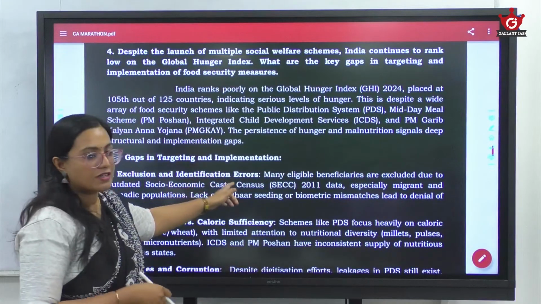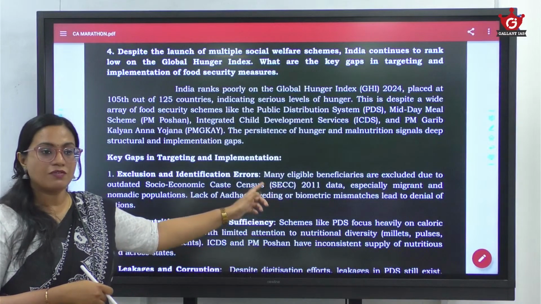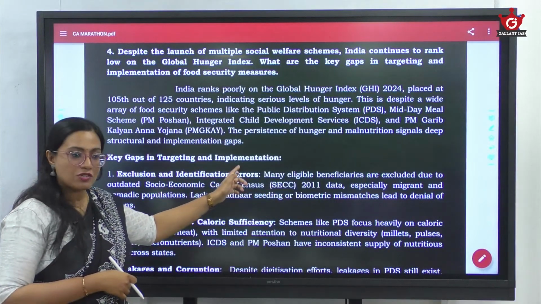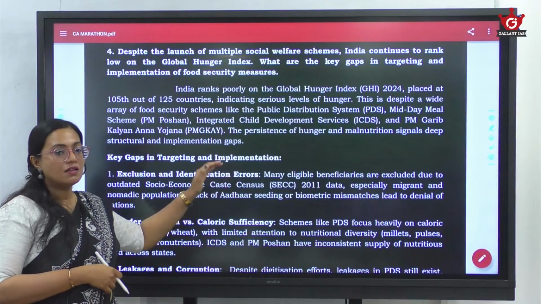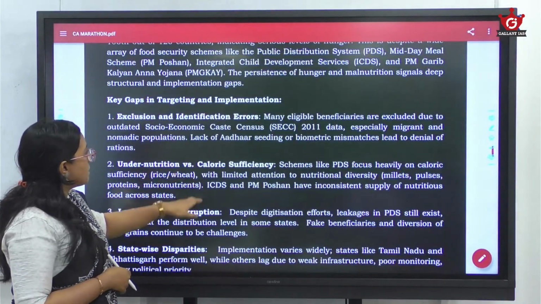105 out of 125 countries. We have actually improved. Earlier it was 115. From that we have improved to 105, which is actually significant progress. But still we are very low when compared to other countries. So what are the key gaps in the implementation?